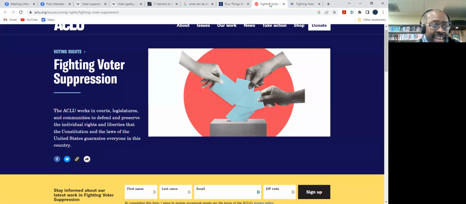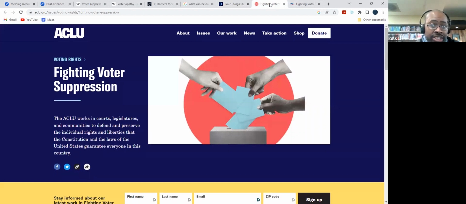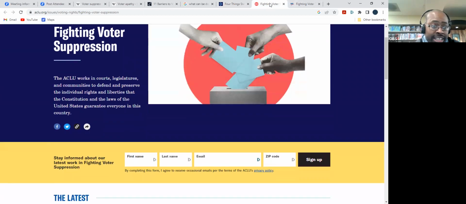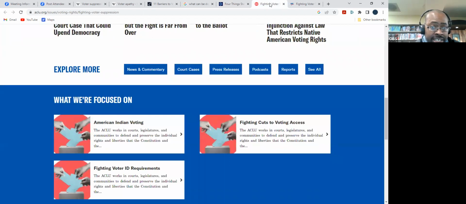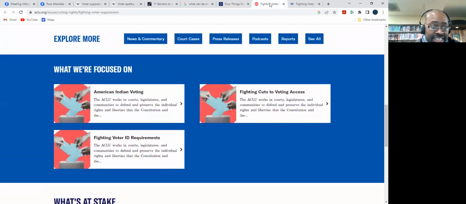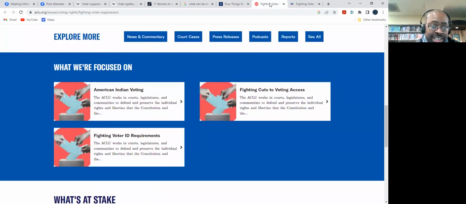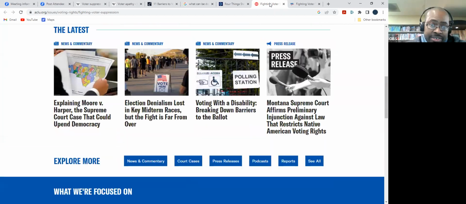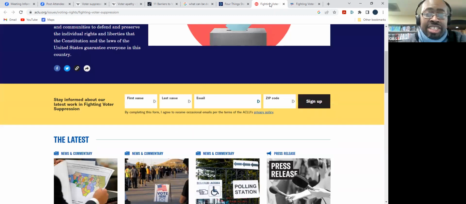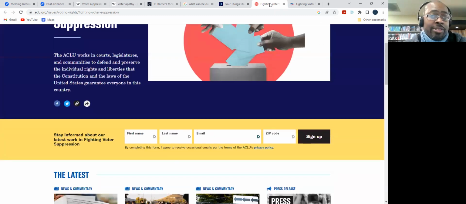The ACLU also has some great resources on fighting voter suppression. You might want to look at that. And these are some of the things that they're focusing on. For example, their passage of the American Indian Voting Act, fighting cuts to voting access, and fighting voter ID requirements. So those are some of the things that they're doing. And you can check out this page right here for more information on that.